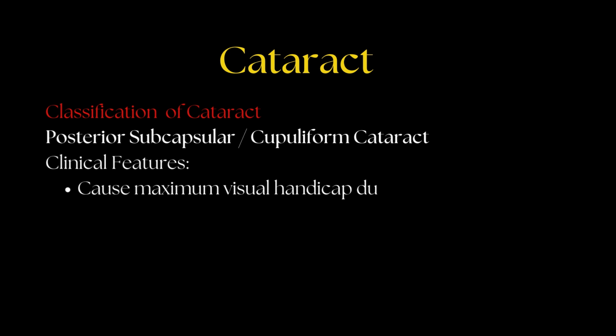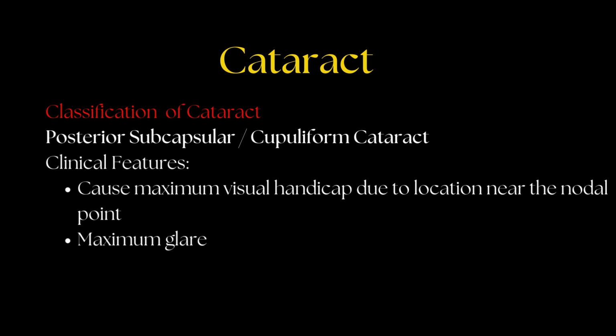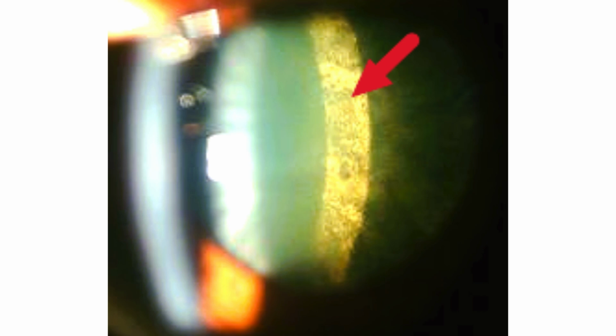Posterior subcapsular cataracts, also referred to as cupuliform cataracts, present significant clinical challenges. Their location near the nodal point causes maximum visual handicap, leading to considerable glare due to light scattering. The further back the cataract is, the greater the vision loss experienced by the patient. Both near and distant vision are affected, but near vision suffers more, particularly due to miosis or pupil constriction.